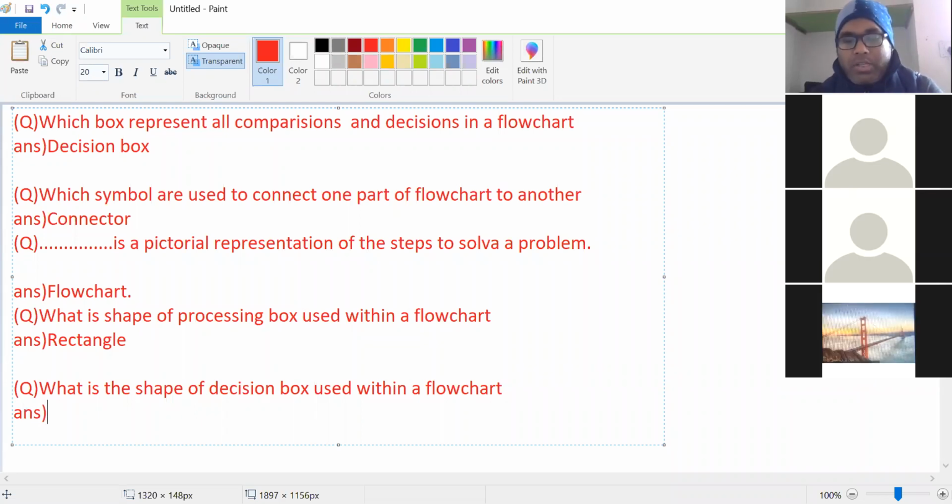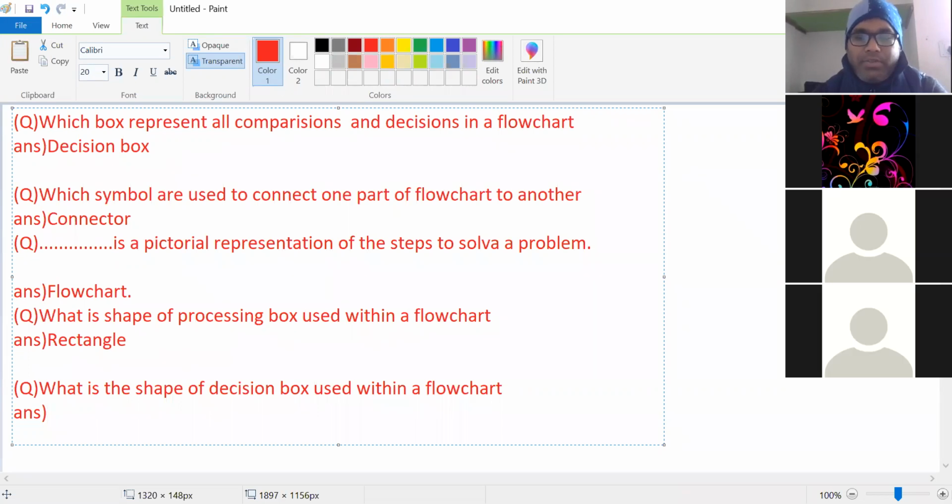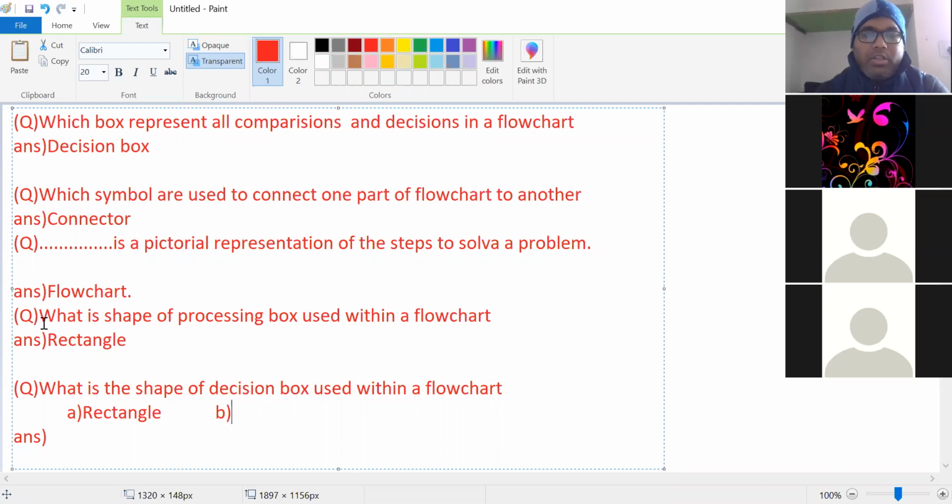Quadrilateral. Sir, the answer is quadrilateral. Yes, quadrilateral is the right answer. Those who are saying quadrilateral, it is the right answer. But if the option is, so Tufan sir already covered what a quadrilateral is. So try to understand here. If the options are like this: rectangle, square, not square, rectangle, circle.